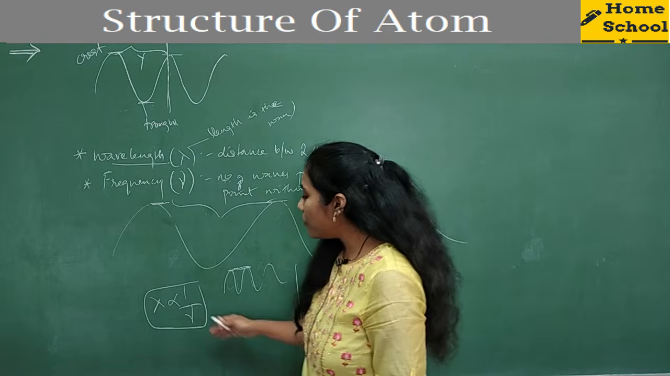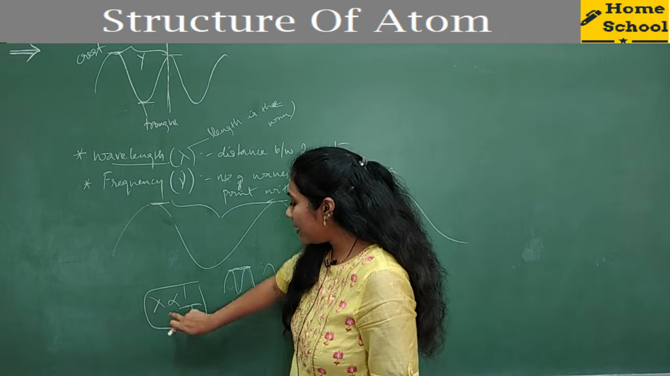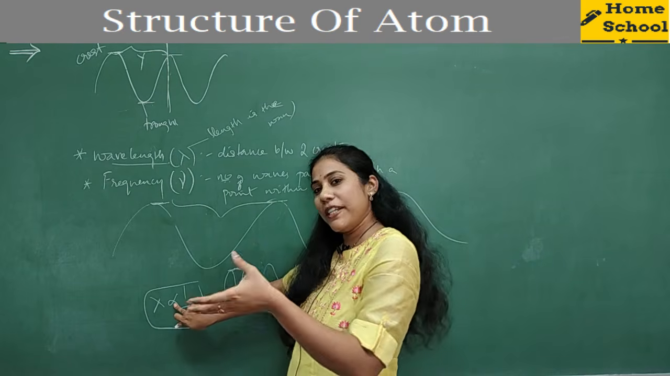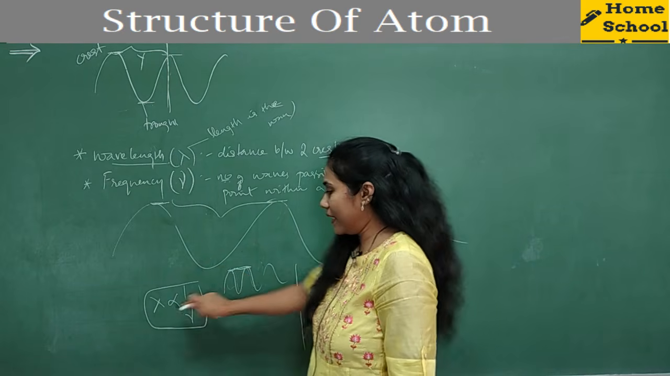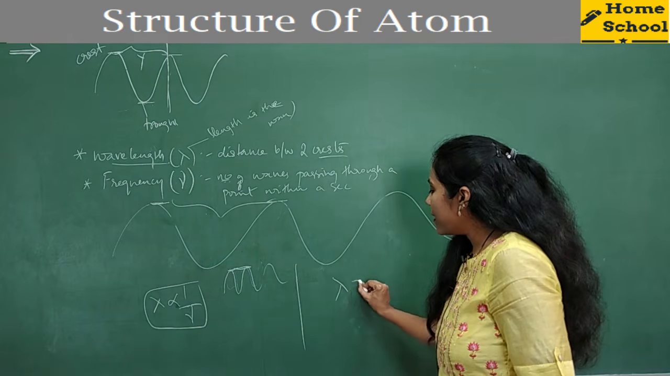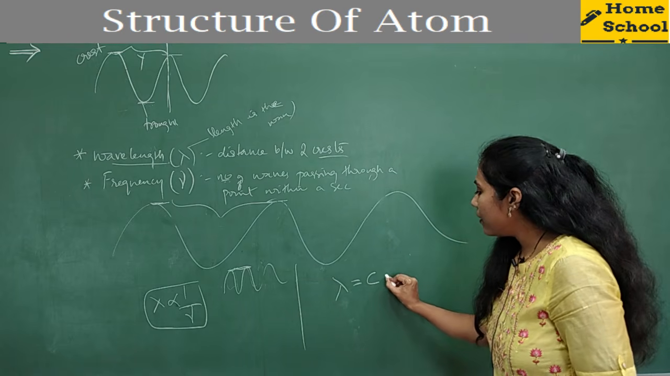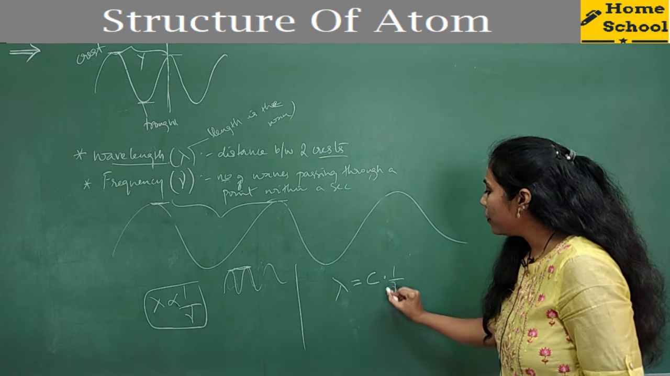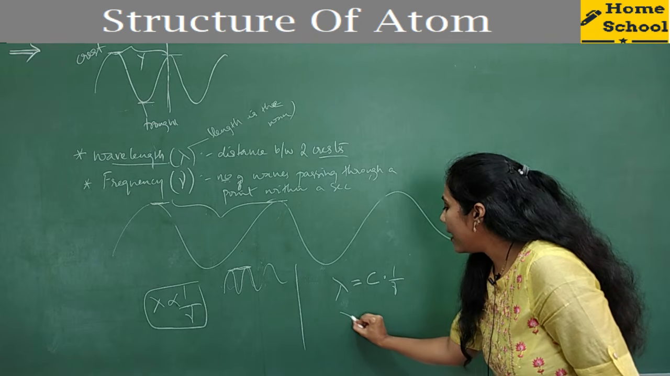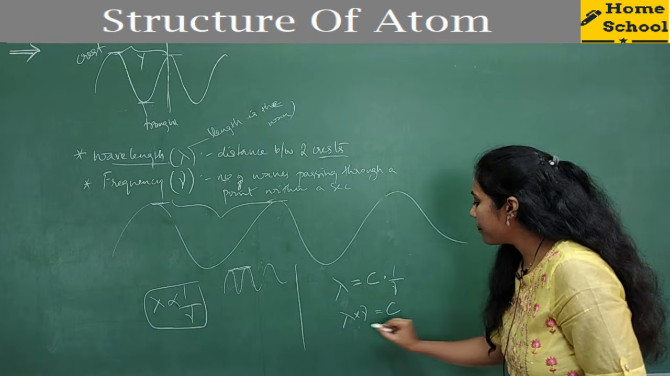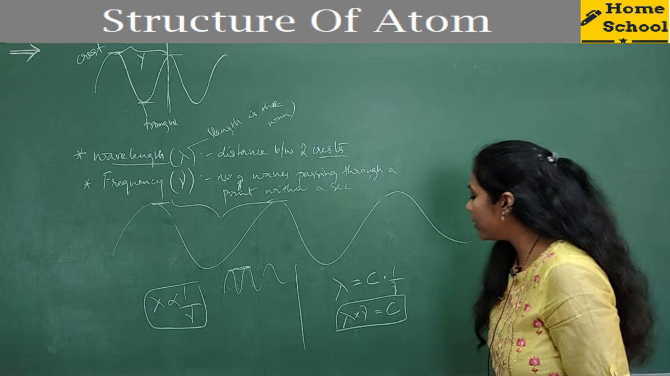See guys, we have one more relation here. If I have to remove this proportionality sign, I should introduce some constant mathematically. So lambda is equal to a constant c into 1 by nu. So what I can write is lambda into nu is equal to c. This is a very, very important formula.